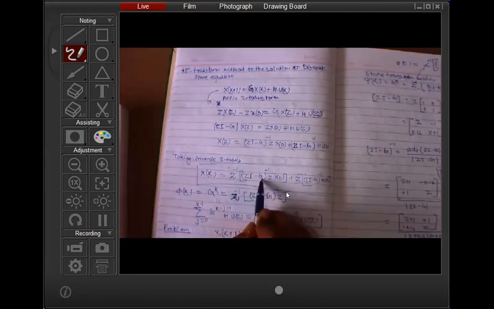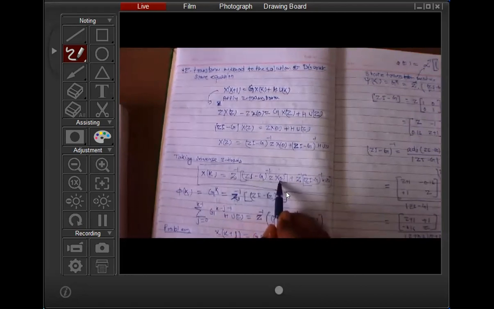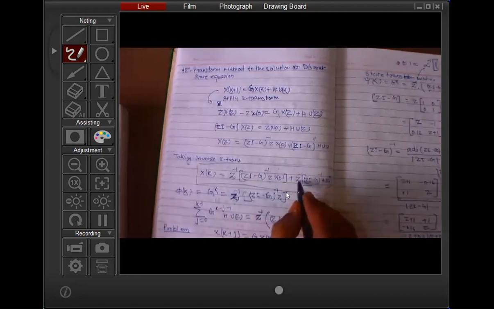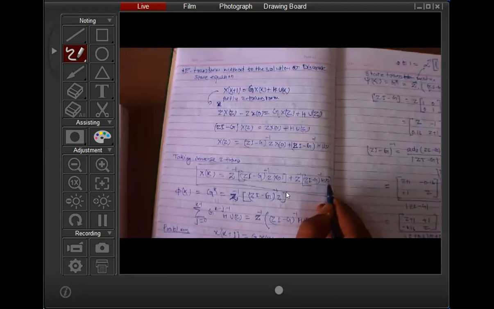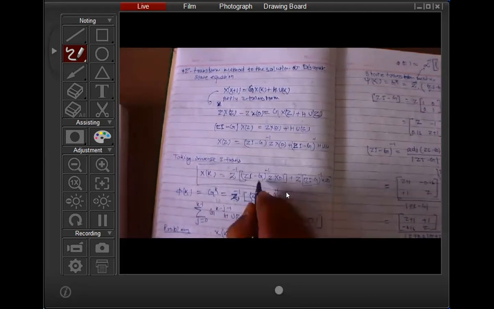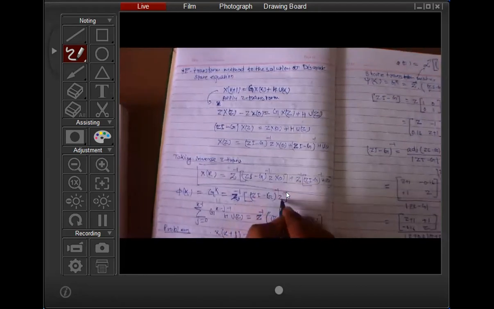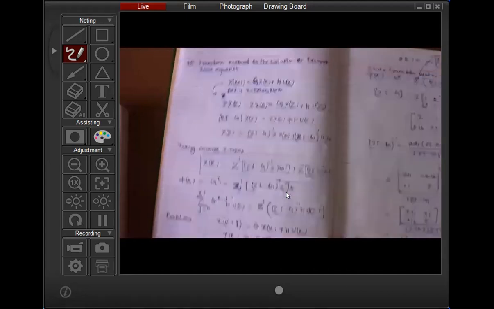The solution of the discrete-time state variable is the inverse Z transform of (zI minus G) to the power minus 1 into z into X0, plus the inverse Z transform of (zI minus G) inverse into H into U(z). And (zI minus G) to the power minus 1 into z is known as the state transition matrix of the discrete system.